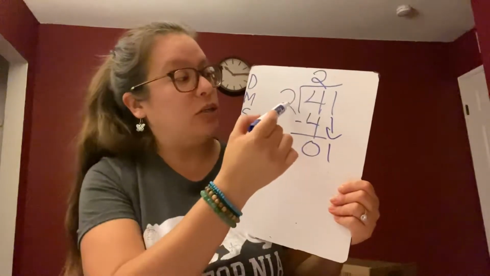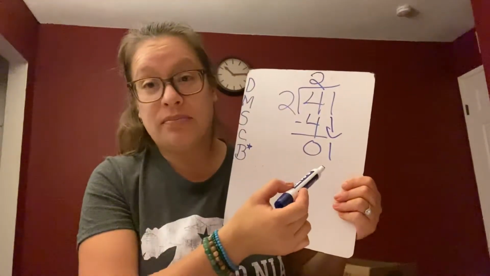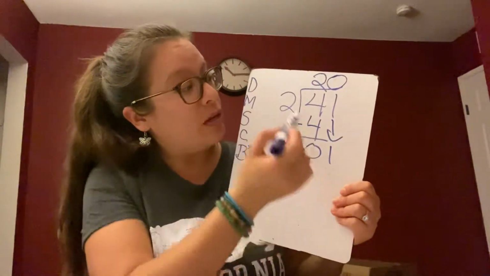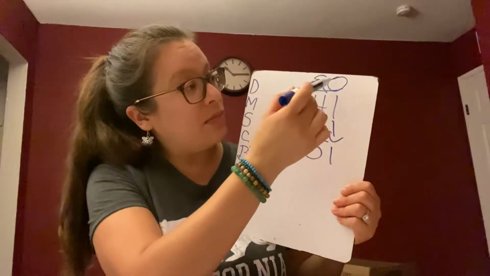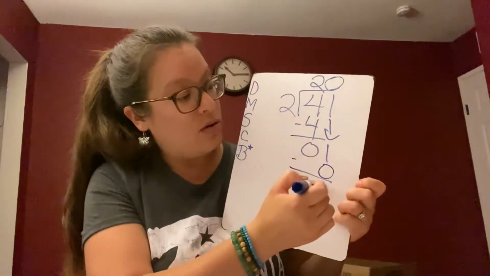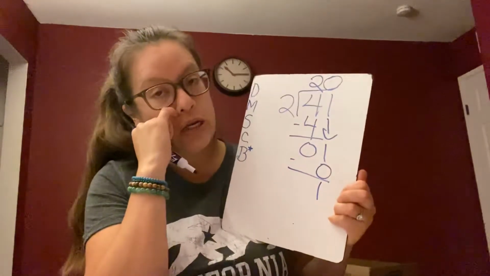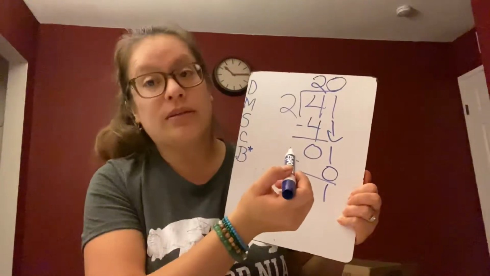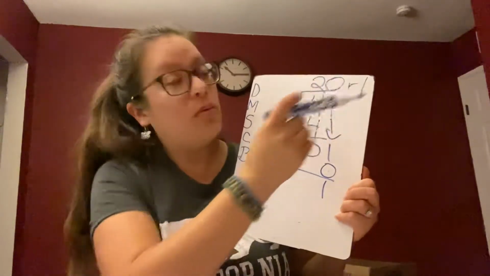1 divided by 2. Can 2 go into 1? 0 times. So you put the 0 here. Multiply. 2 times 0 is 0. Then you subtract 1. Check your work. Can you bring anything else down? Nope. Is this smaller than your divisor? Yes. Then it's your remainder.